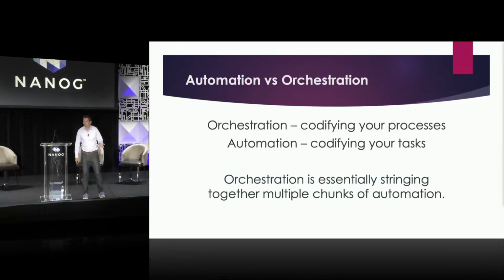Automation versus orchestration. What are those two things? Orchestration: codifying your process. So taking your process flow, your workflow, and putting that into code form. Automation: codifying your tasks. So these are individual tasks that a human used to do, and we make code do it. So these two things go together, but they're not the same. And it's a key thing to think about how those two things work together. So orchestration is taking our bits of automation and stringing them together into a workflow.